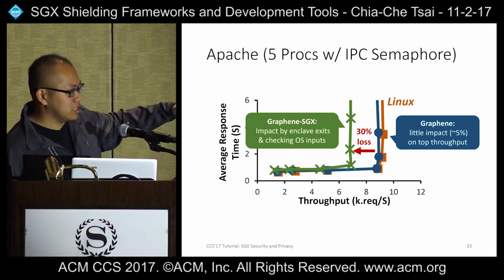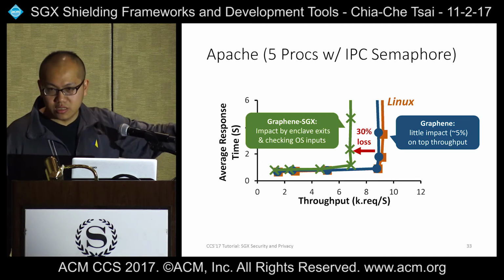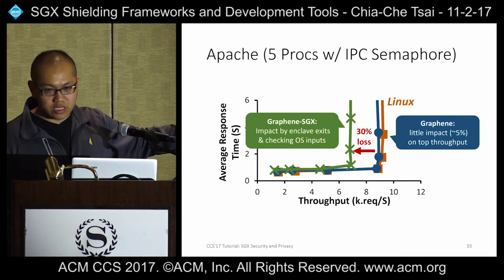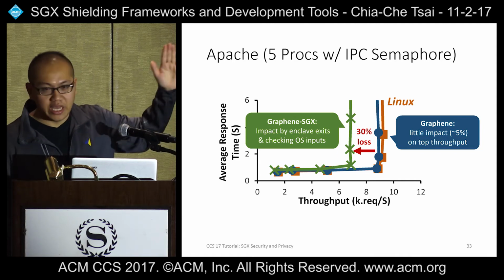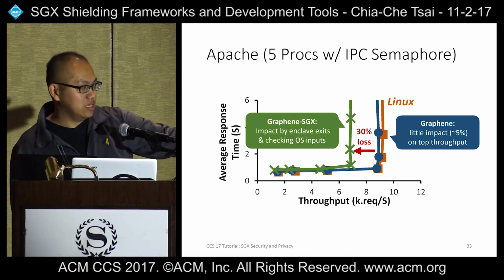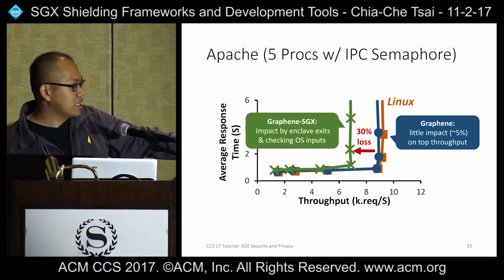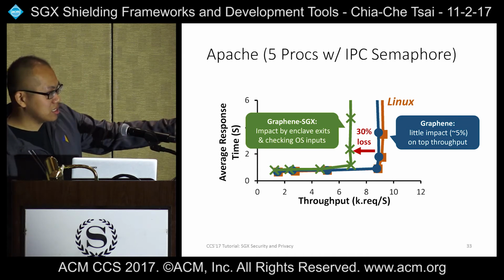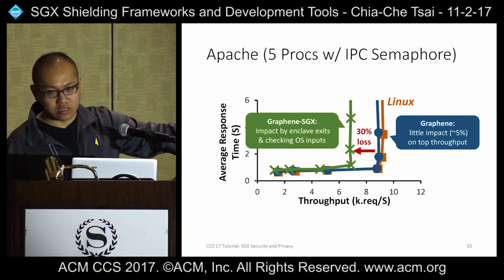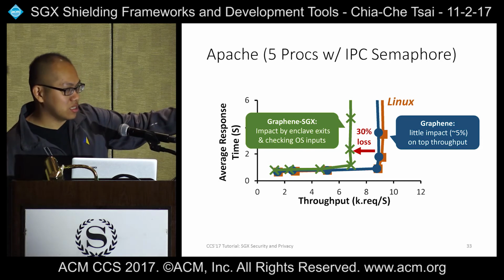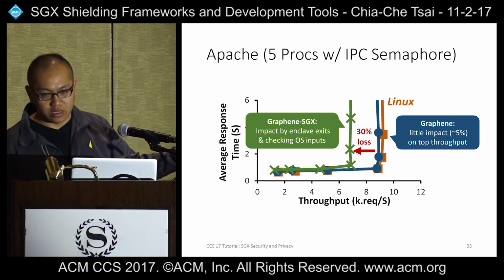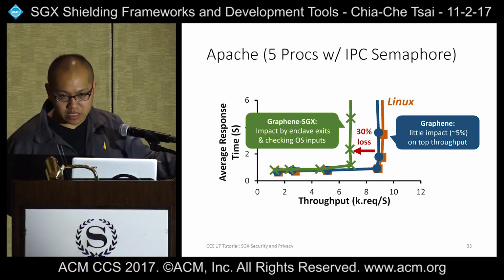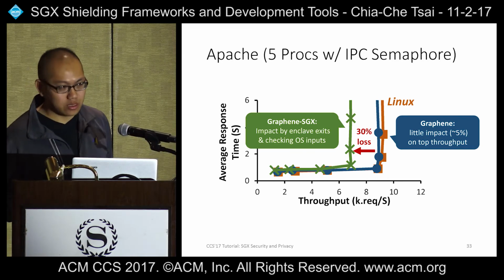The experiment here is that we increase the requests from the clients and the concurrency gradually until we hit the highest throughput. When you see the latency spike, that's where you hit the highest throughput. In this case, Linux and Graphene without SGX are very close. Graphene-SGX actually had a 30% loss on the highest throughput. That means it was being bounded by the IPC overhead, by IPC bandwidth.